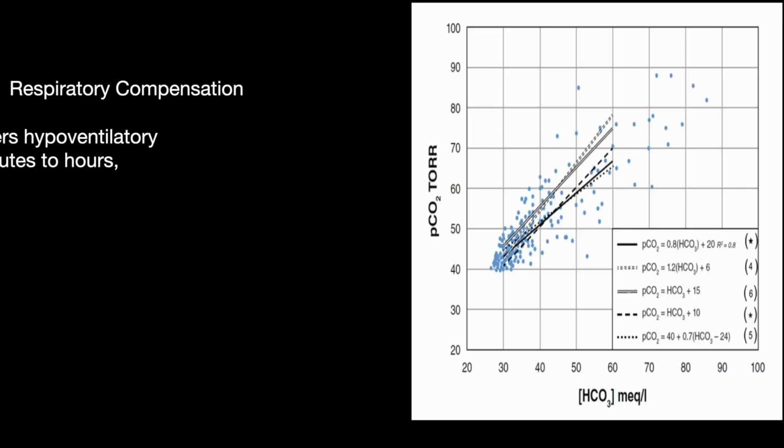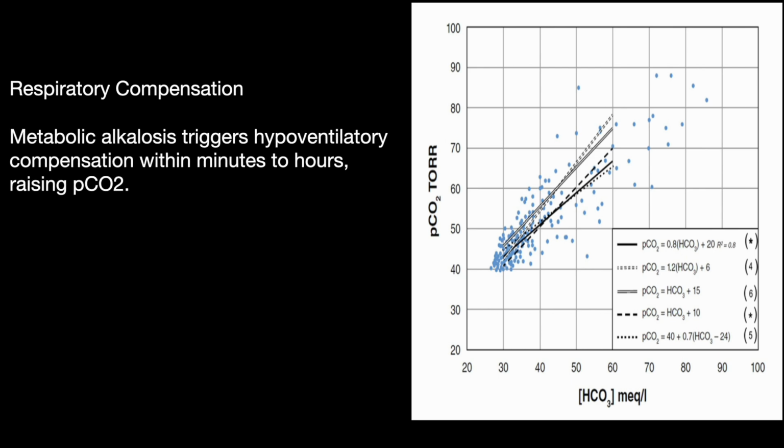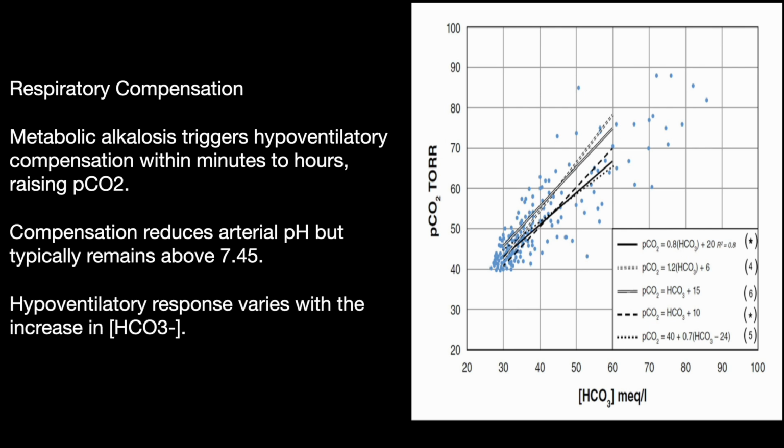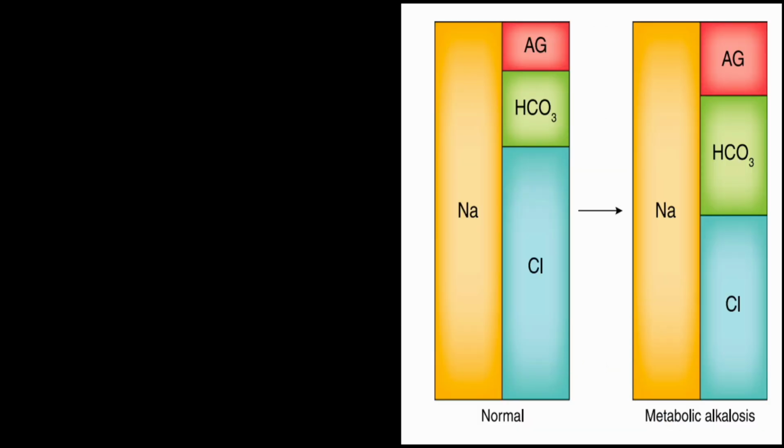So the first thing that you must do is check the respiratory compensation. The metabolic alkalosis triggers a hypoventilatory compensation within minutes to hours, raising the PCO2. The compensation reduces the arterial pH but typically it remains more than 7.45. The hyperventilatory response varies with the increase in the bicarb.